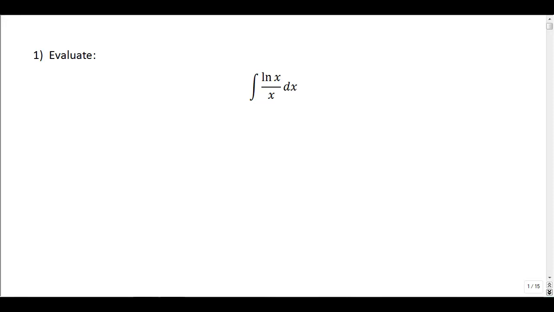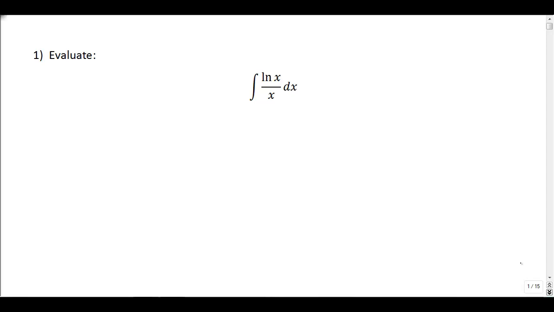These are some review problems for an exam in a Calc 2 course. Main focus here is techniques of integration, just various integration by parts and partial fractions and substitutions and trig integrals and this kind of thing. All right, first question here.